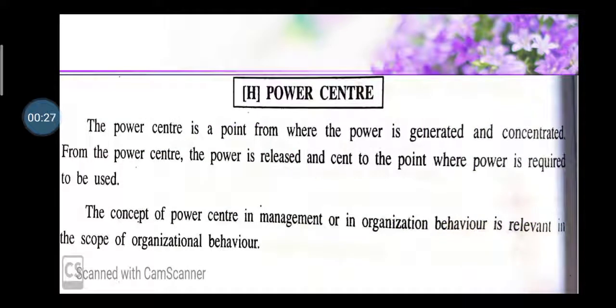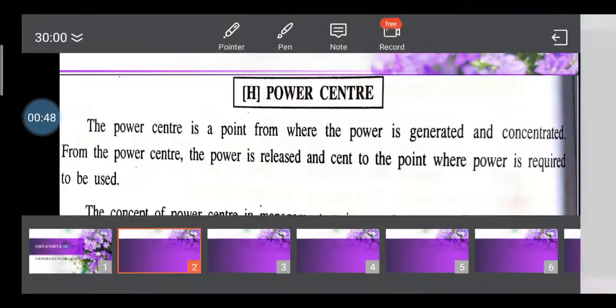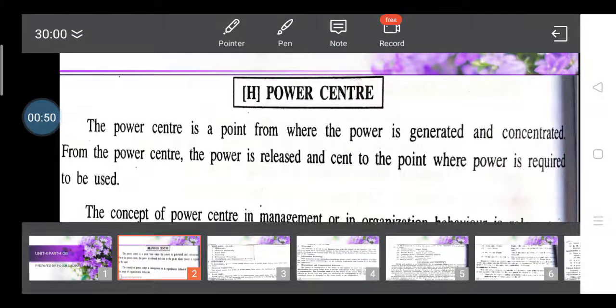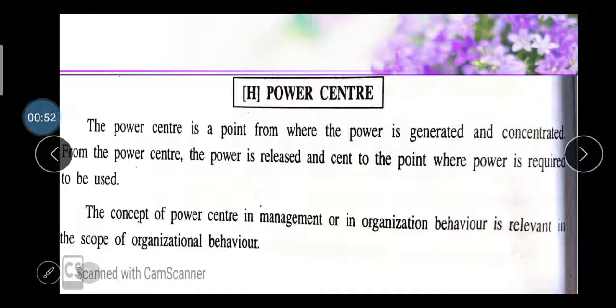First, the power center. So let's see. The power center is the point from where the power is generated or concentrated. From the power center, the power is released and sent to the point where the power is required to be used. Okay, so power center means whenever an employee in the organization gets power and position, from which center they have to possess it. In this topic you learn about it.